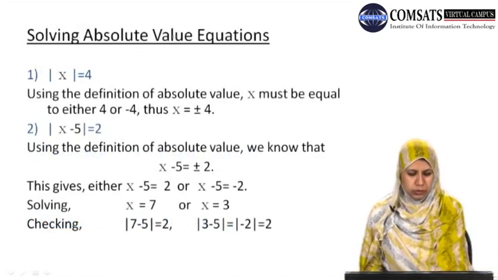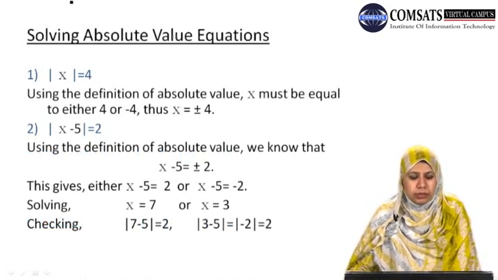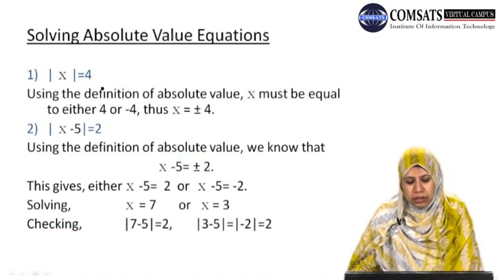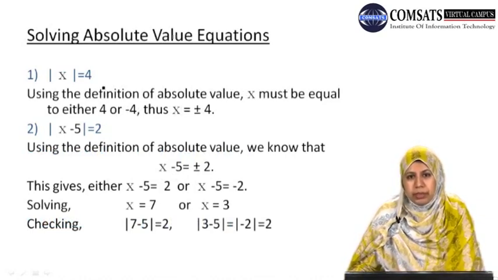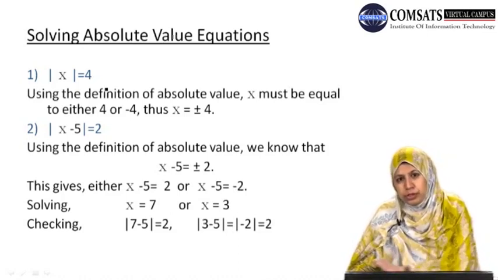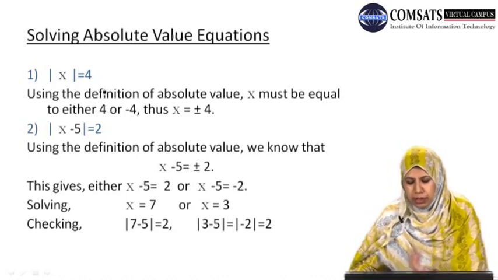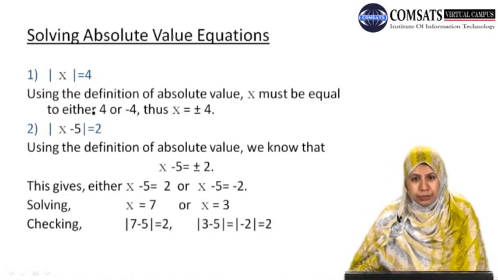Okay. We start with our basic example, that is when mod of x is equal to 4. Then using the definition of absolute value, that is the distance of some number is 4 units, then the number can be equal to 4 units on the right side from 0 or 4 units on the left side from 0. So x must be equal to either 4 or minus 4. So the solution of this absolute value equation is x equals plus minus 4.